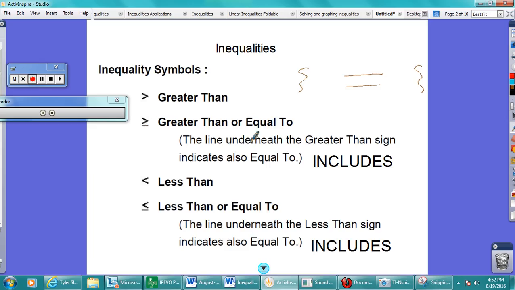That little line underneath the greater than sign indicates equal to, which means we're going to include the number that we're going to graph. Then we have less than, and less than or equal to. Again, there's the little line. The line underneath the less than sign indicates equal to, so we're going to include the number. So you have 4 inequality signs.